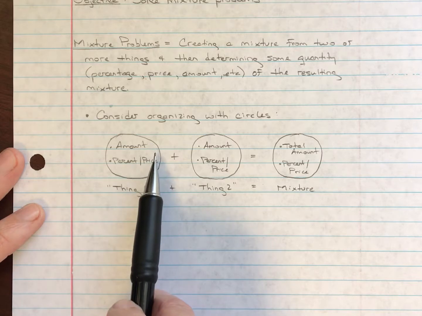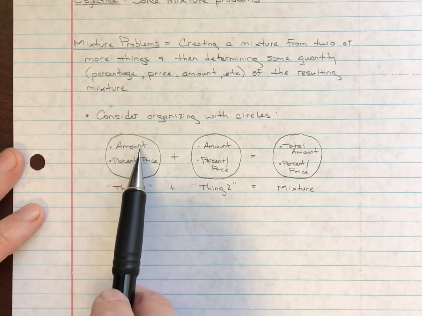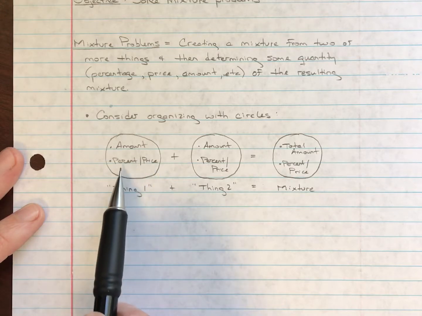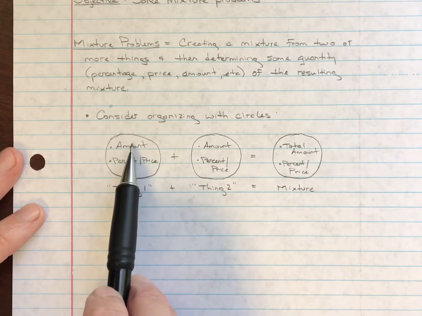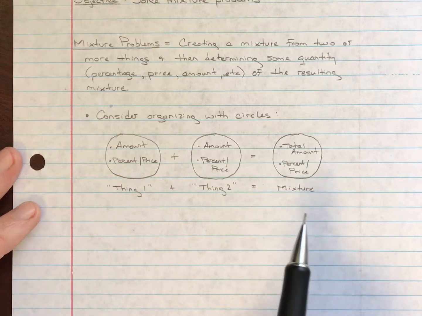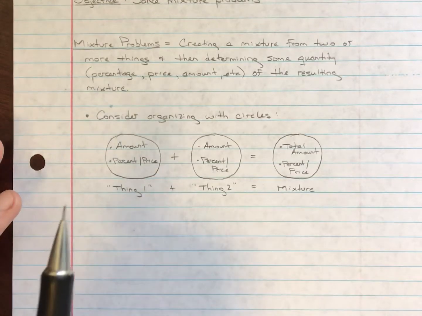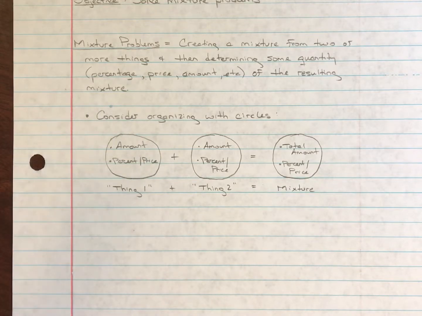Inside of these circles, I indicate the amount and the percent or the price or whatever else applies to that amount for all three of those. And that helps me come up with the equation that I can then solve.